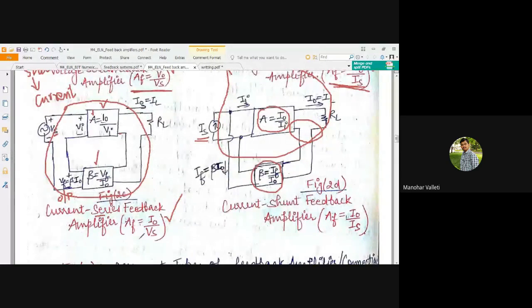The same way current series feedback, you see the definition: I naught is the output current and Vs is the input voltage, and I by V is the conductance. So different parameters from the input and output. That's why this current series feedback amplifier is also called a trans conductance amplifier. And current shunt feedback amplifier: by seeing this AF definition, we are calling this current shunt feedback a current amplifier, because output current by input current.